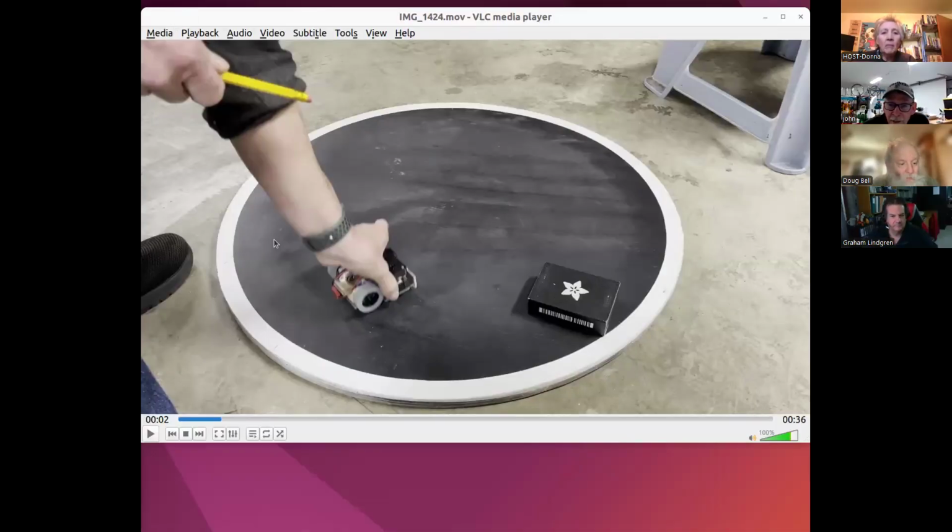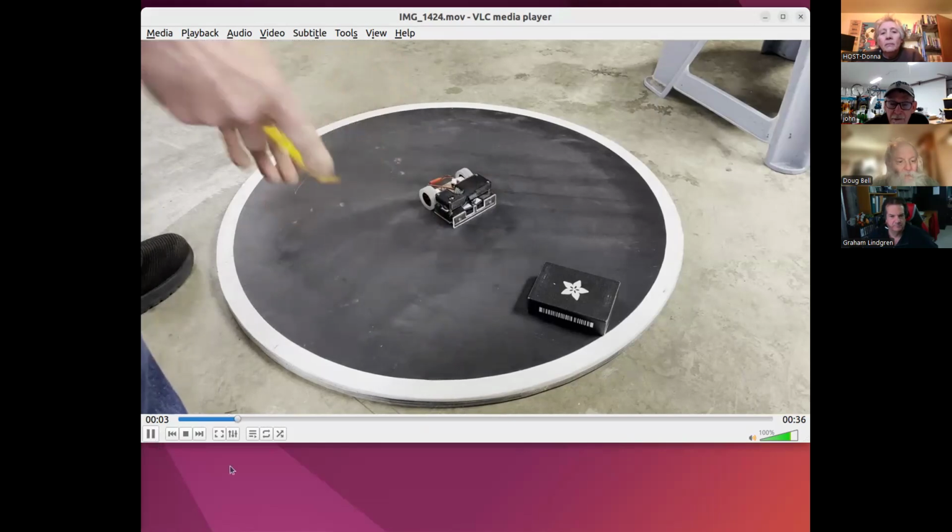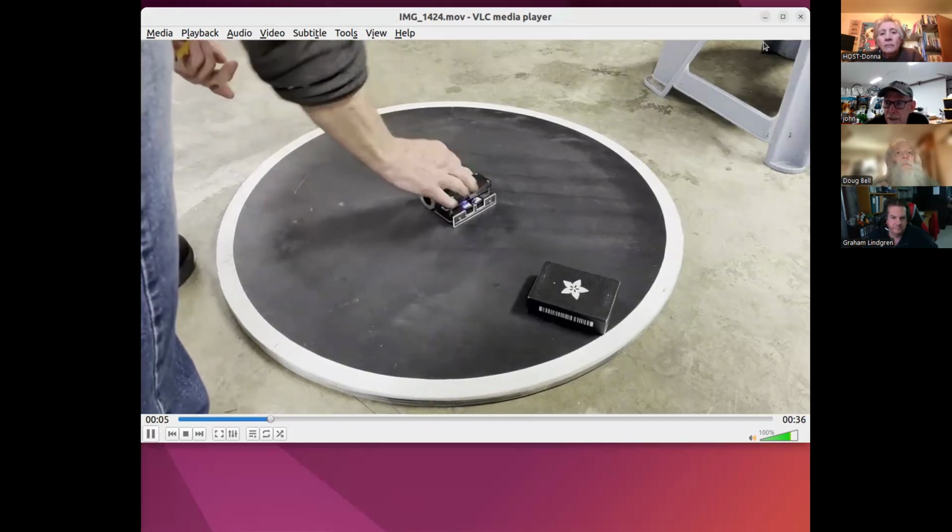So here, Doug's already seen this because we did a bunch of them at the Hobby Expo. I brought this there, but so far I've gotten this to actually track an object. So let me see. Can you guys see the screen? Yep. Okay. So I'll play it so you can see what happens here. Turn down the volume.